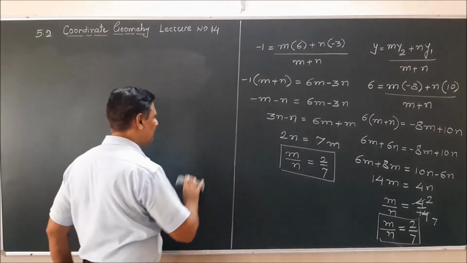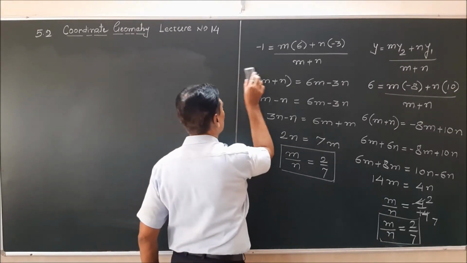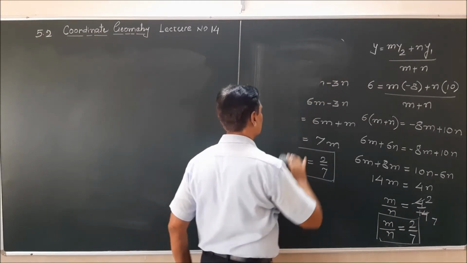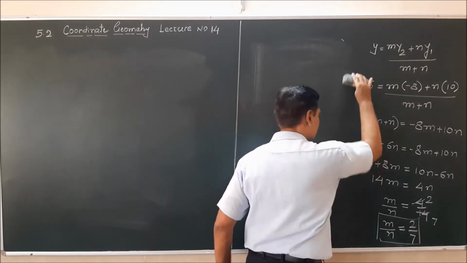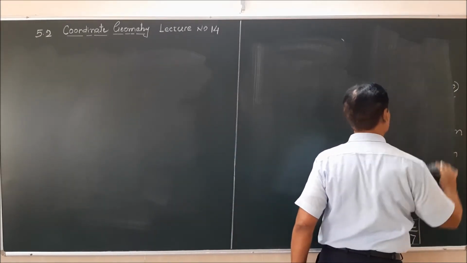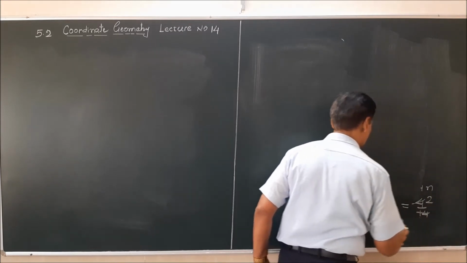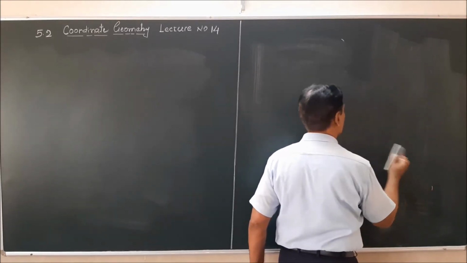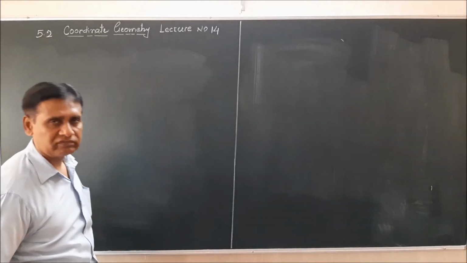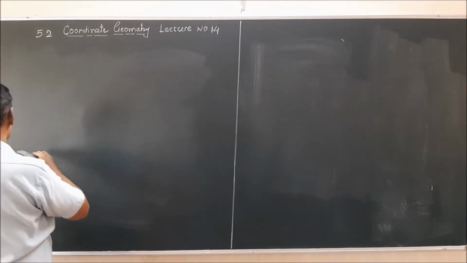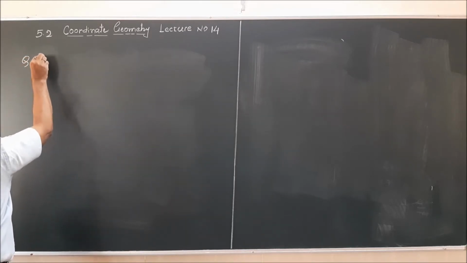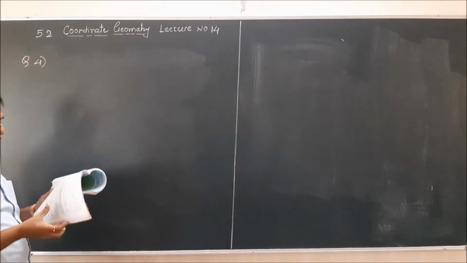In this case, diameter is given. You all know diameter is always passing through the center, or in other words, we can even say the center of the circle divides the diameter into two equal parts, or center is always midpoint of the diameter. So in this case we will find question number 4 of 5.2.